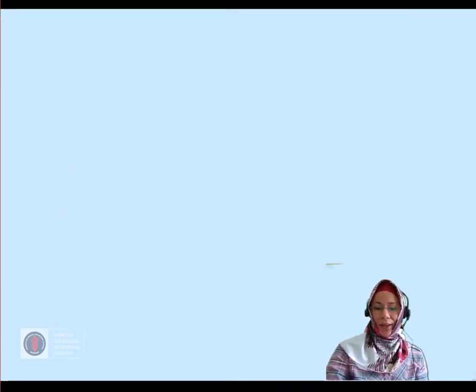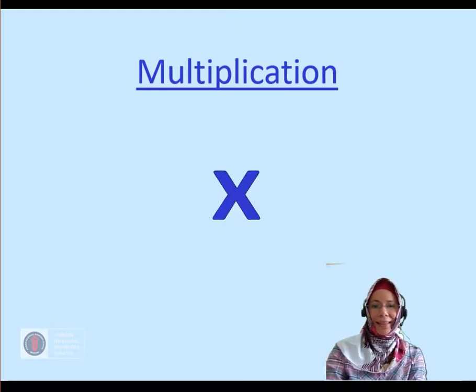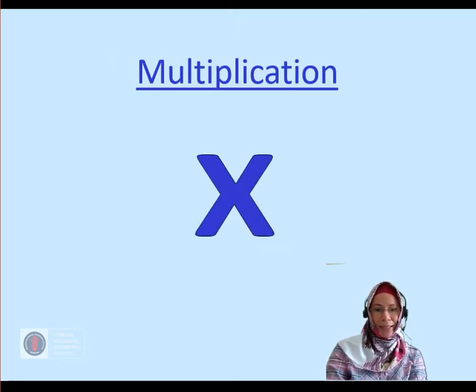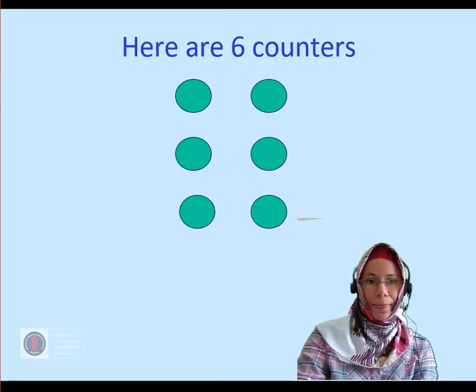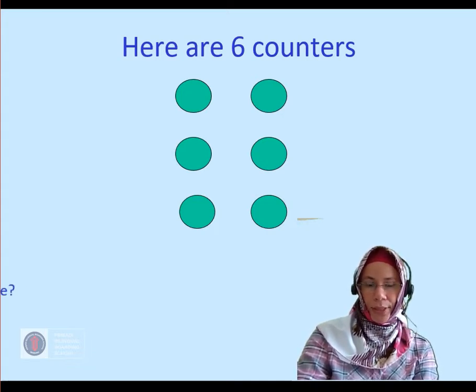Okay, here we are. So this is the multiplication symbol. So we can say that this is times, groups of, lots of, or sets of. So here are 6 counters.